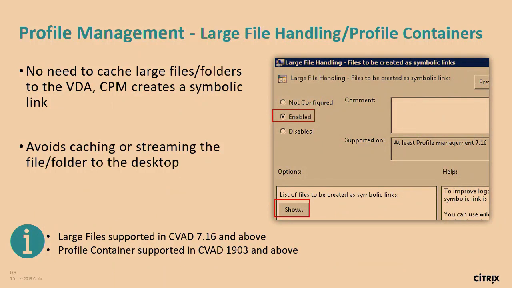Citrix have created a couple of policies that help drive down logon times. Two of those are large file handling and profile containers. They do similar things. Large file handling is available in XenApp, XenDesktop 7.16 and above, and essentially allows you to pick any number of files, put them in this policy here, and when users log on to their desktop, rather than the file caching or streaming to the desktop, a symbolic link is created from the VDA to the profile server.